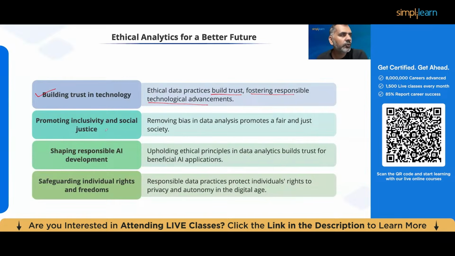Promoting inclusivity and social justice. When you remove biases in the data analytics process, that introduces fairness, and that is good for society. Shaping responsible AI development. I think this is something I have already explained. When you introduce fair data in model training, your model will give you fair judgment. If you introduce bias in the data, your model becomes biased toward a particular category, which is not good for society. So when we talk about introducing data ethics in the data analytics process, especially in developing models, it will help you shape responsible AI development.